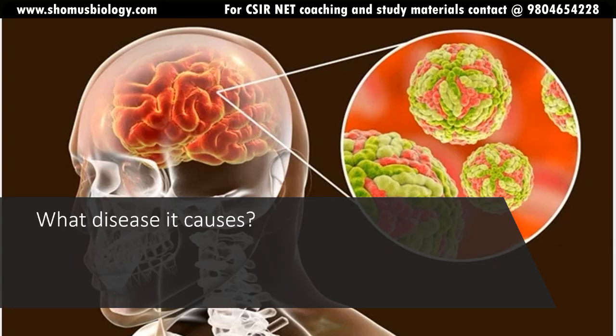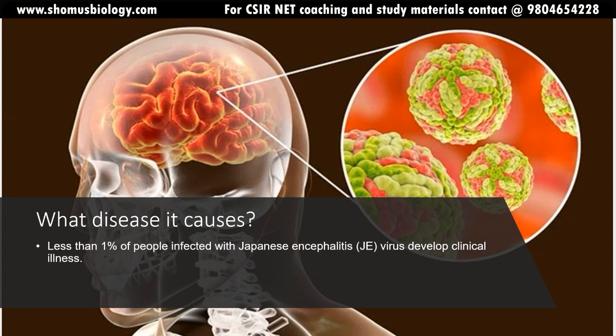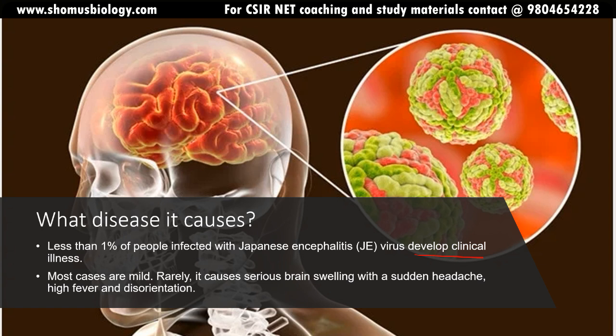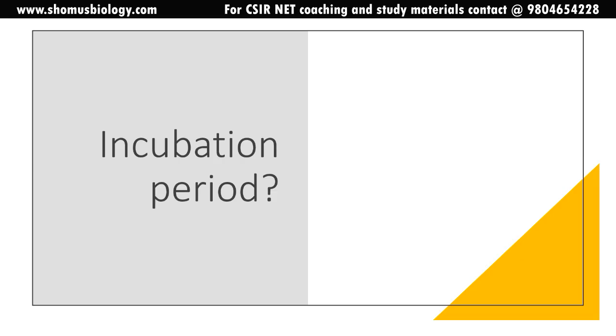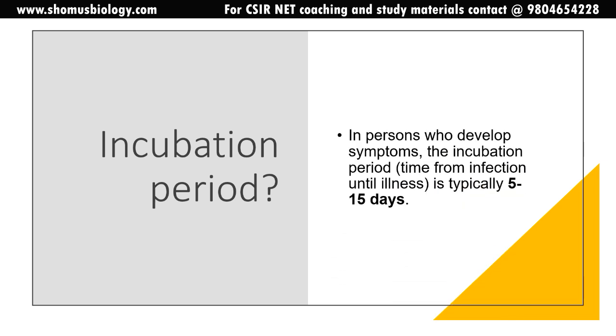What kind of disease does the Japanese encephalitis virus cause? Less than 1% of the people infected with Japanese encephalitis virus will develop clinical illness. Less than 1% of those infected will have this illness. Most cases are mild. Rarely it causes serious brain swelling with sudden headache, fever and disorientation. What is the incubation period? In persons who develop symptoms, the incubation period is typically 5 to 15 days.